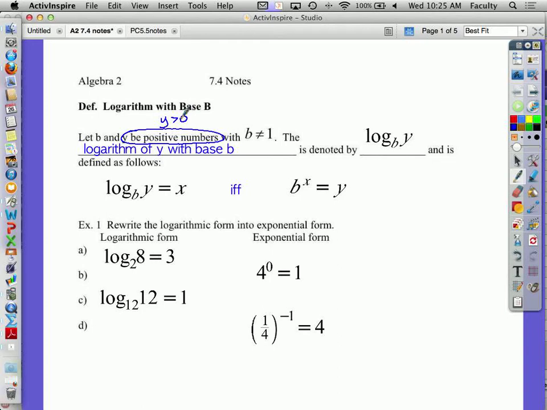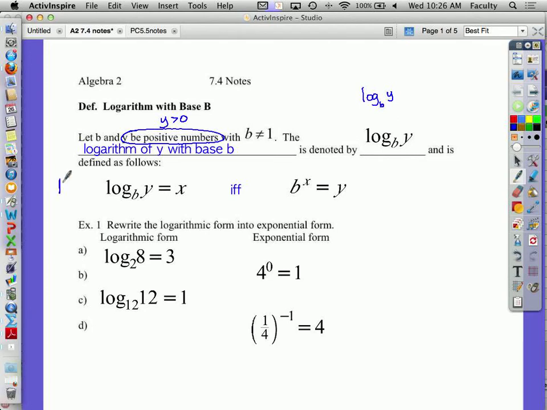The logarithm of y with base b is denoted by, and I'm going to rewrite it so you can see me writing it, because I sometimes have students who put it down wrong. The log and the y are on the same line. b is the base. The base is a subscript, so it looks like this. You would read it as the log y base b, like that, okay?